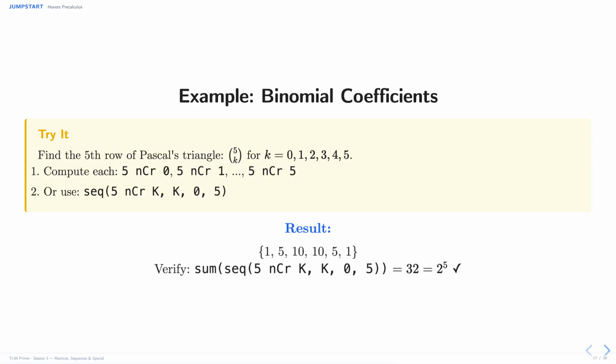Let's find the fifth row of Pascal's triangle using binomial coefficients. Compute each coefficient from k equals 0 to 5 by using nCr. You can also use the seq function to generate these values. The results will be 1, 5, 10, 10, 5, and 1. Additionally, you can verify that the sum of these coefficients equals 32, which is 2 raised to the power of 5.